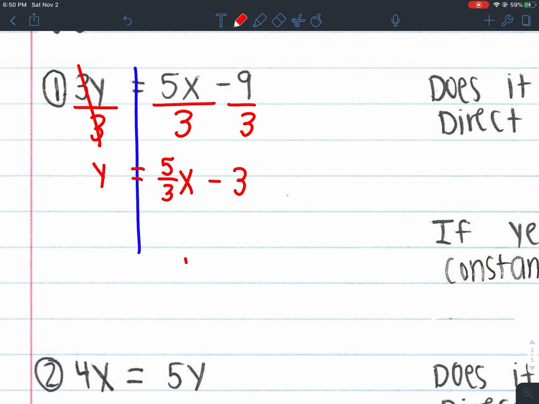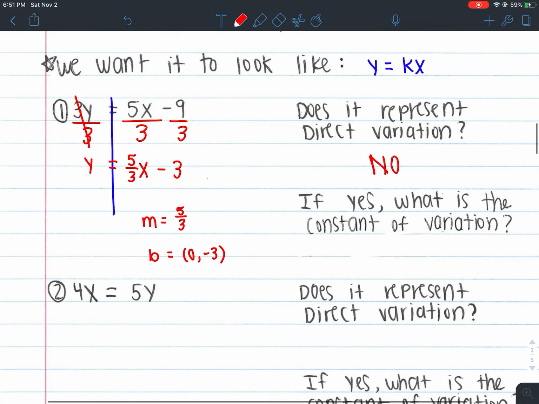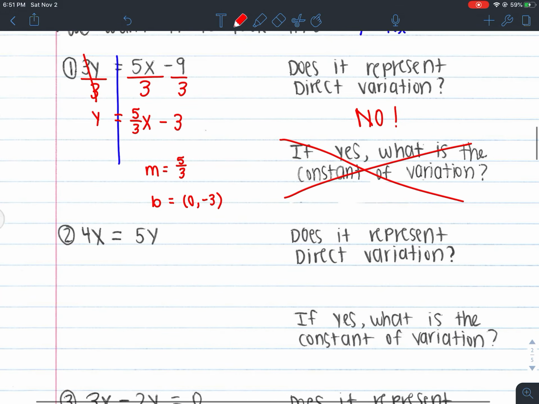So what's my slope here? My slope here is 5/3, right? This is just like y equals mx plus b form. So our slope is 5/3. What's our y-intercept? 0, negative 3. Is that 0, 0? No. So, does it represent direct variation? No, it doesn't. If yes, you tell me the constant of variation, but it's not, so we get rid of it.